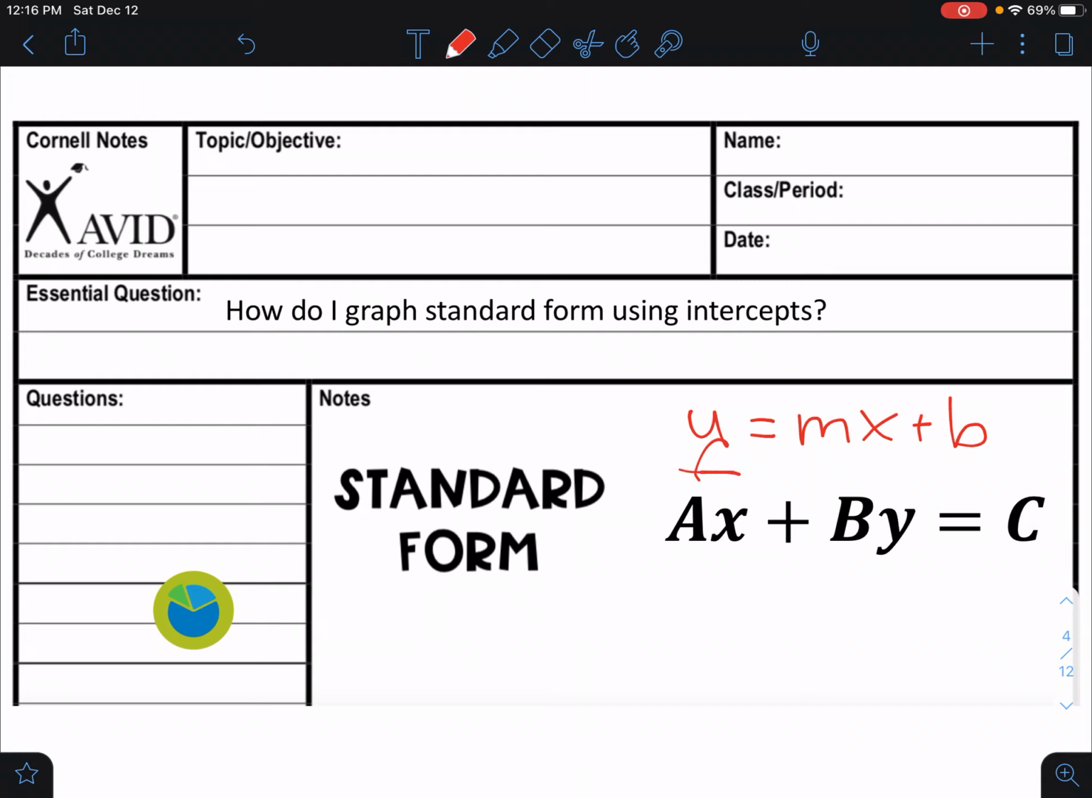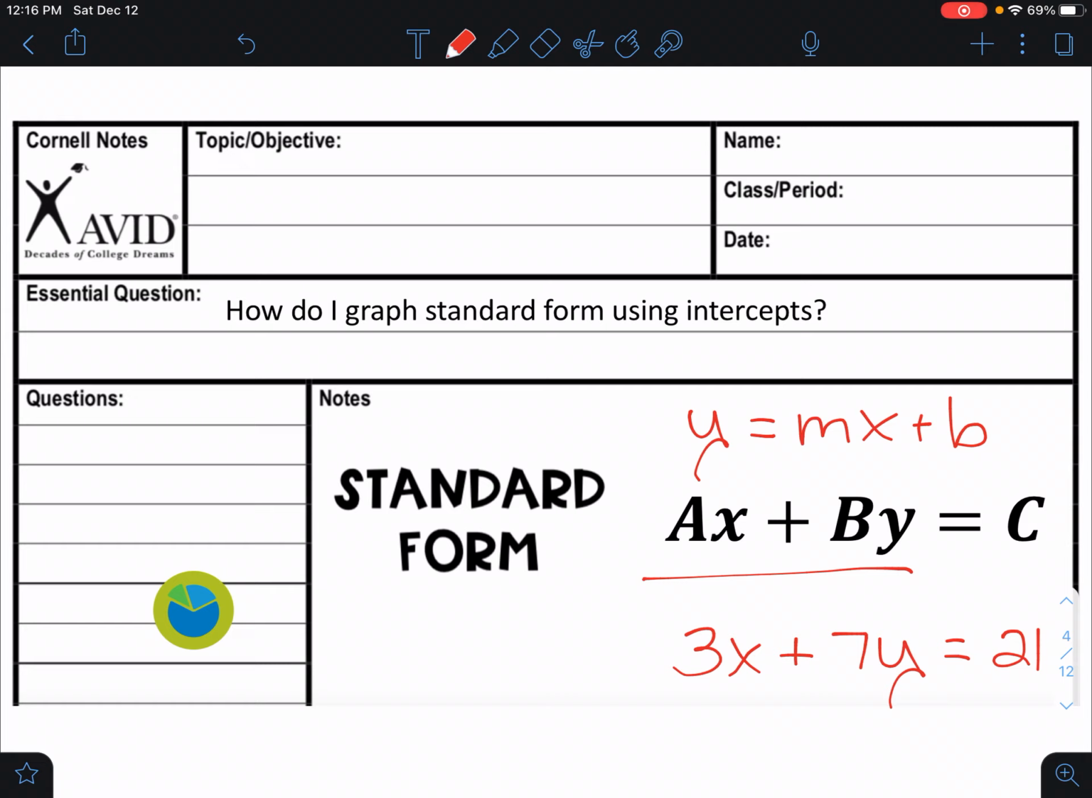So the difference here is, notice the x and the y are on the same side together, and these a, b, and c, these are capital letters, these just represent numbers. So it could be something like 3x plus 7y equals 21. Something along those lines, and the x and the y are on the same side. Notice x first, then y, and then it equals some constant. Okay, so that's what we're going to be talking about. How do we graph a line that looks like this now?